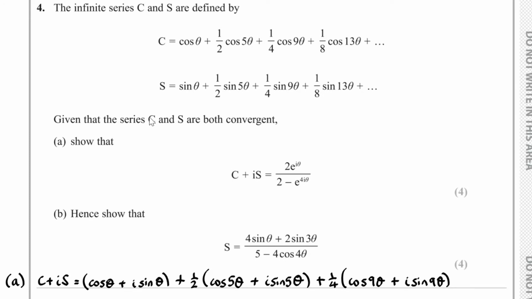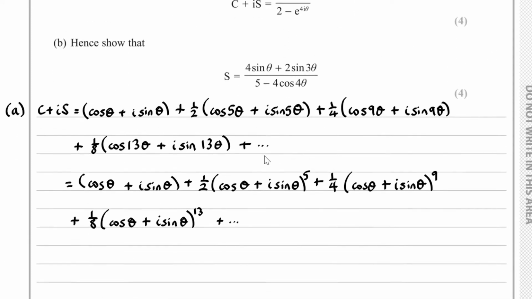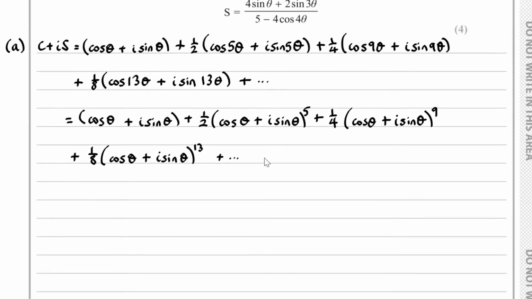And if S and C are both convergent series, then we can model this as a geometric series to infinity, because essentially the terms continue on. So let's write that down. C plus iS is a convergent geometric series to infinity.